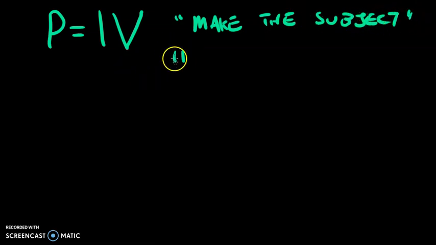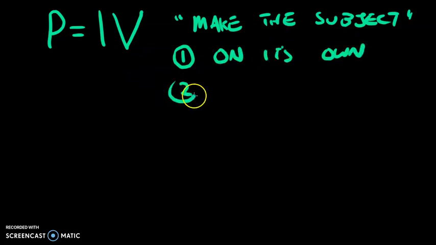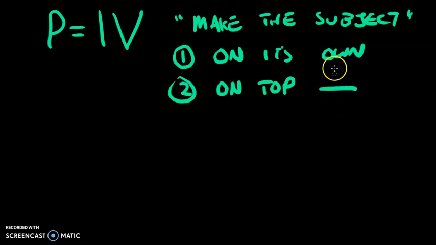It must be one on its own. Two, it must be on top. What I mean by that is not on the bottom of a fraction. So we don't want to end up with 1 over I. That would be annoying. We want to find out what I is, not what 1 over I is. So we don't want that.